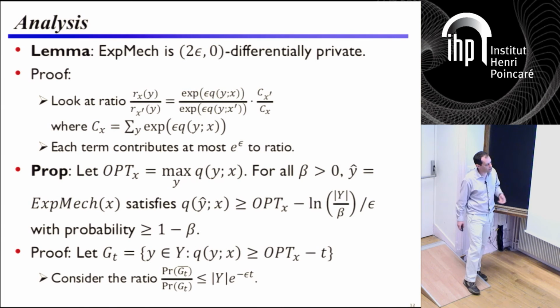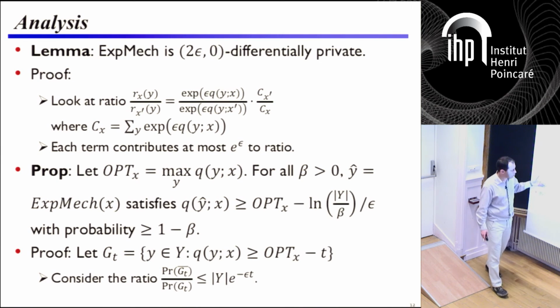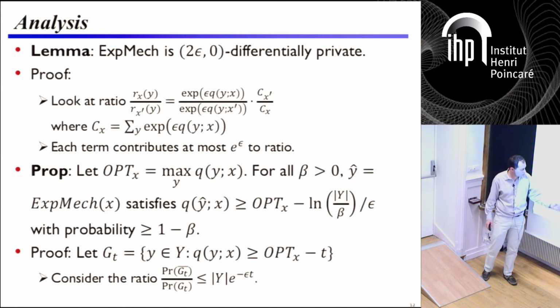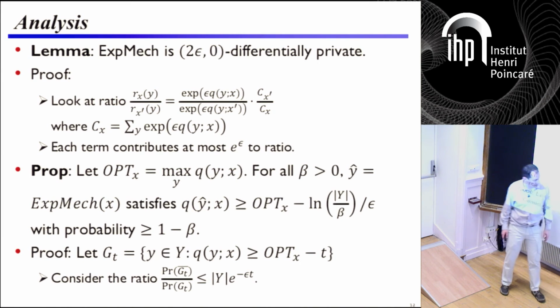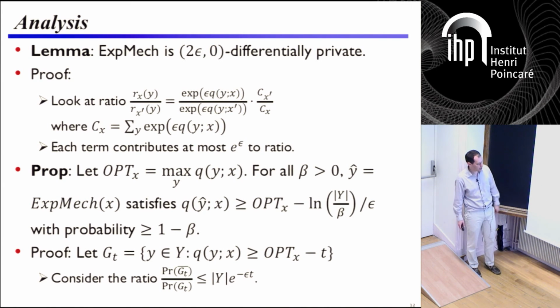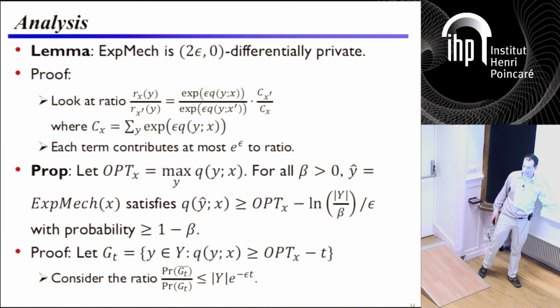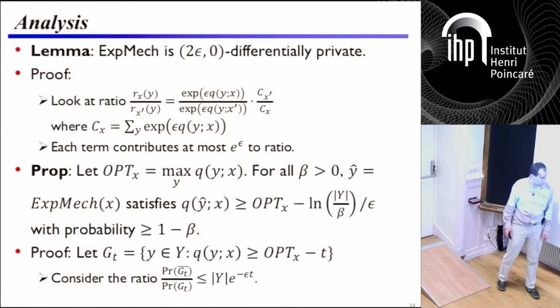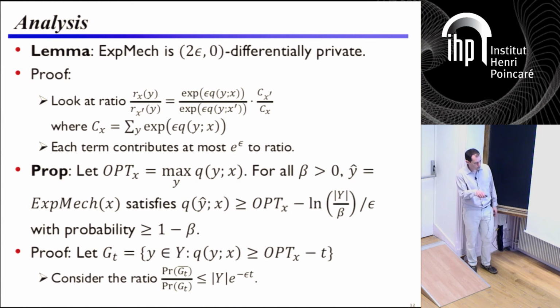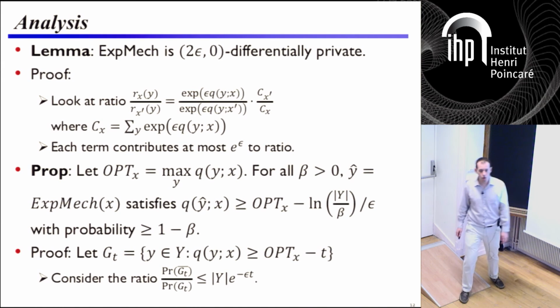And as Manoj's question suggested, in some cases you can actually get rid of even that term, but we're not going to do that. So why is this true? Well, you just look at the set of good things. Define G sub t, the good things measured by t: those are the websites whose frequency is at least the optimum minus some slack t. Now we look at the ratio of the probability of the not good things to the good things. You can argue that that ratio is at most the size of the range times e to the minus epsilon t, and then you set t appropriately to get the statement in the theorem.